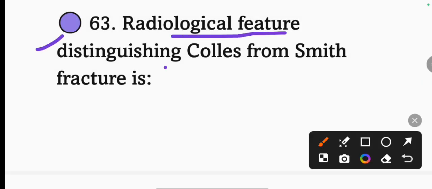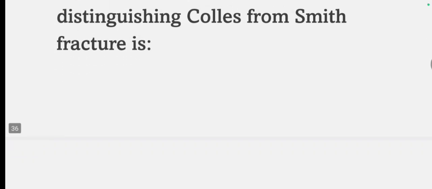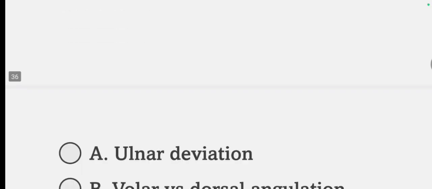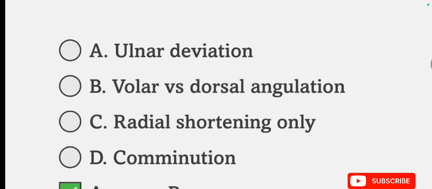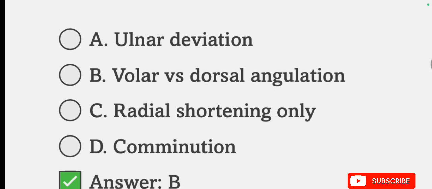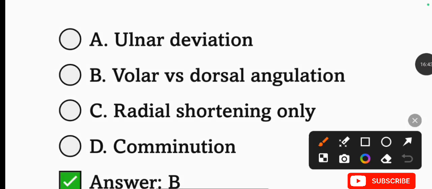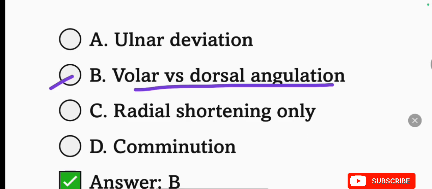Radiological feature distinguishing Colles from Smith fracture is. The main difference between Colles and Smith fracture is the angulation, the direction of angulation. In Colles fracture the distal fragment tilts dorsally, and in Smith fracture the distal fragment tilts volarly, palmar. So the best radiological feature is volar versus dorsal angulation. So B option given is the correct option.